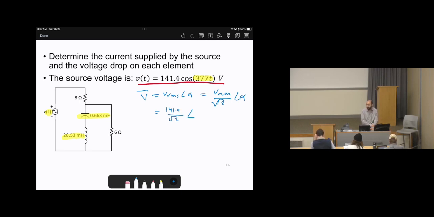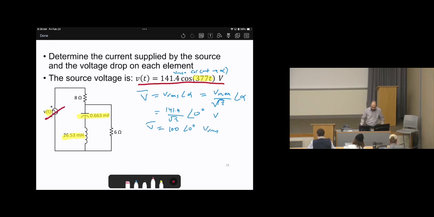What's alpha? What do you think alpha is? Let's write the expression. It's V max cosine omega t plus alpha. What's alpha? 0. Right. Angle 0 degrees. And don't forget to write the unit, volts. So 141.4 over root 2 will be 100. 100 angle 0 degrees volts. So we've done the first step, we converted the source.